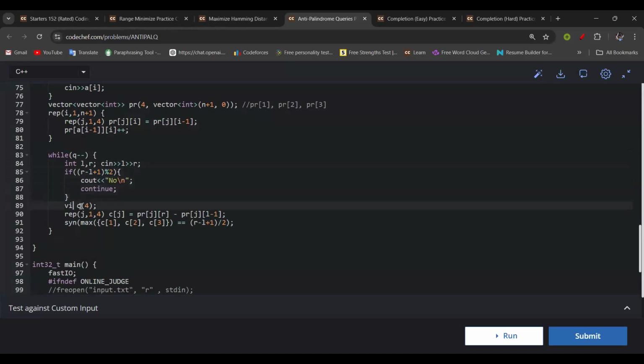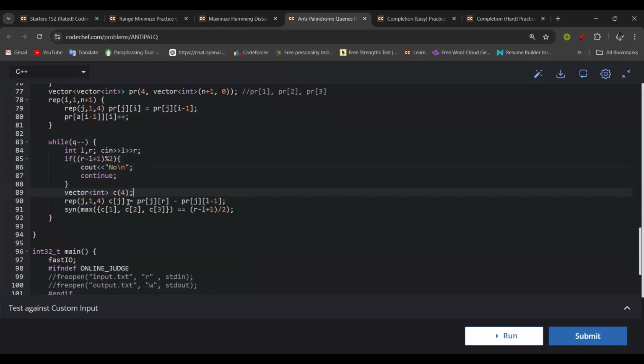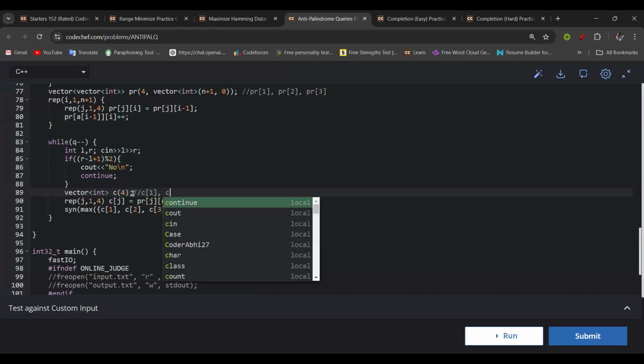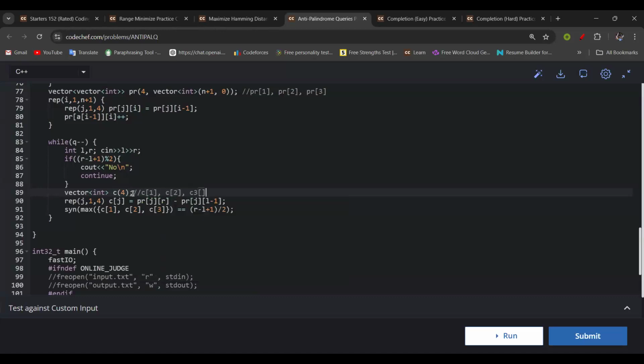Otherwise, I would compute my C1, C2, and C3 using my prefix array. Again, I've taken a 4-sized array so that I can use my C1, C2, and C3. So these would be 3 different values that I'm going to use. I would say that Cj is prefix j at R minus prefix j at L minus 1. This way I'm computing C1, C2, and C3. I've computed all three of them.